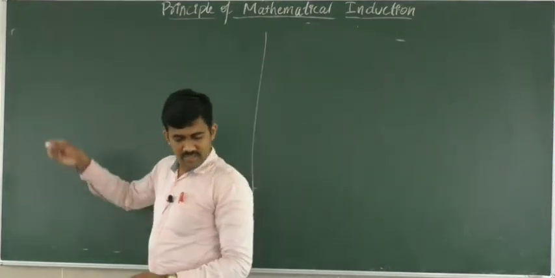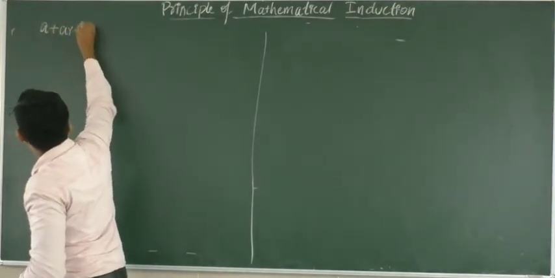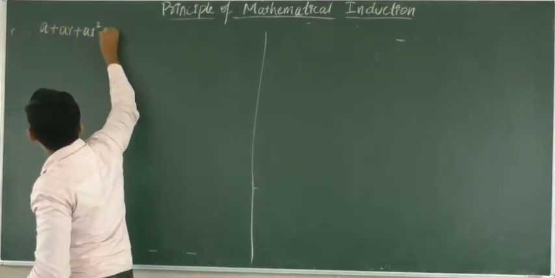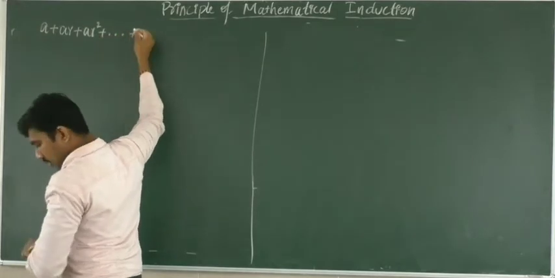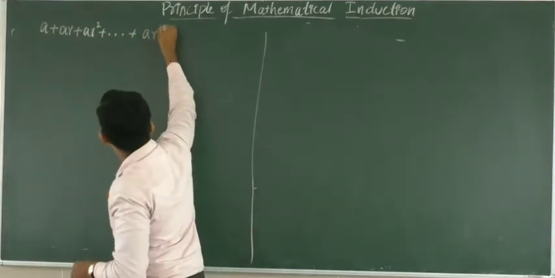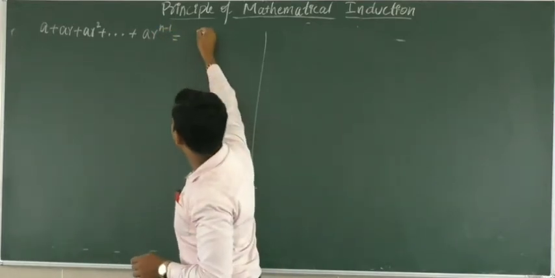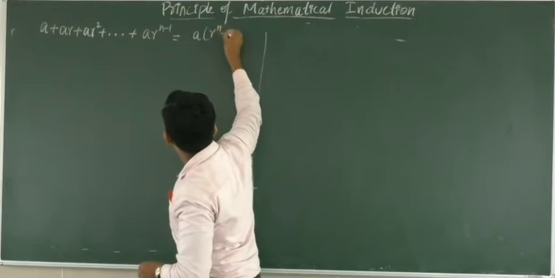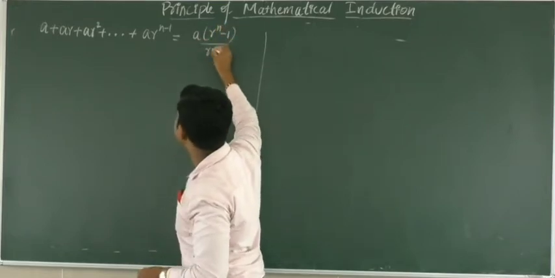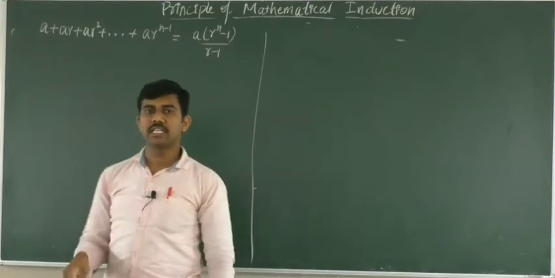A plus A into R, A into R square, and so on, plus A into R to the power n minus 1 is equal to A into R to the power n minus 1 whole divided by R minus 1. Okay, so this is a given statement.